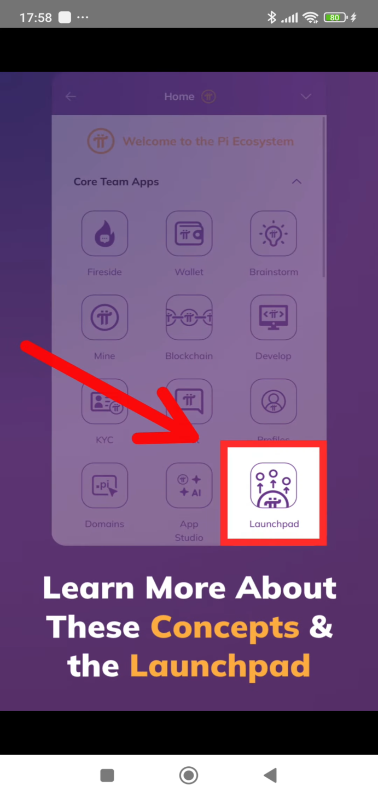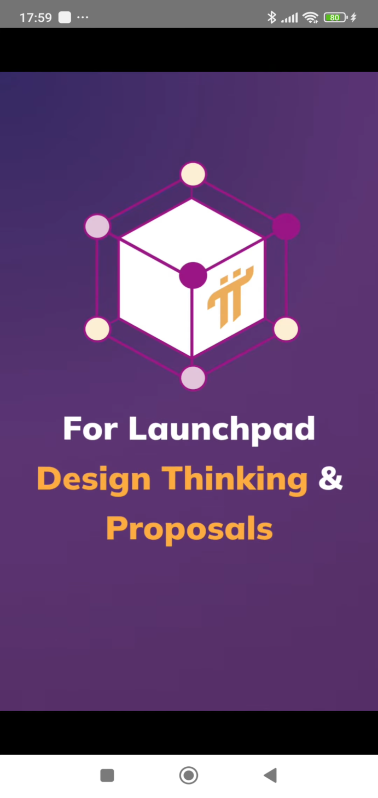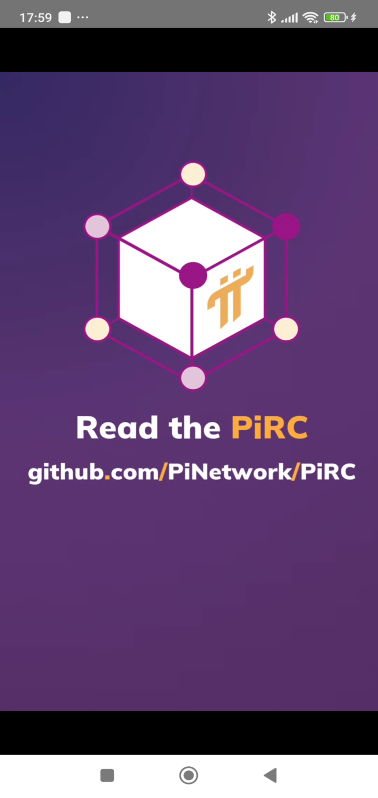So pioneers, although there may be new concepts, start learning today by testing the testnet Launchpad app in the Pi browser. For a full breakdown on the Launchpad design thinking and proposals, read the full PIRC on GitHub at github.com/pinetwork/PIRC.